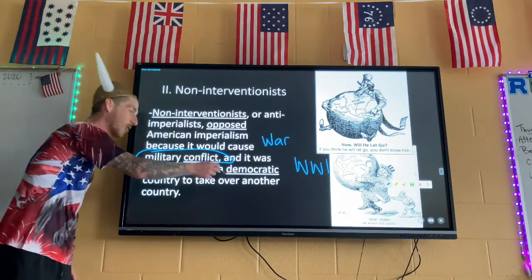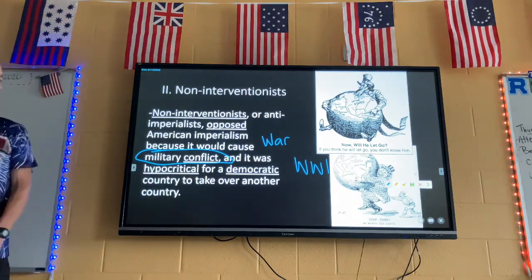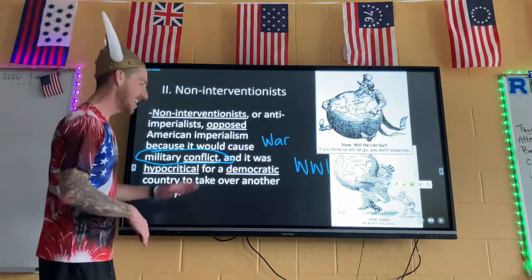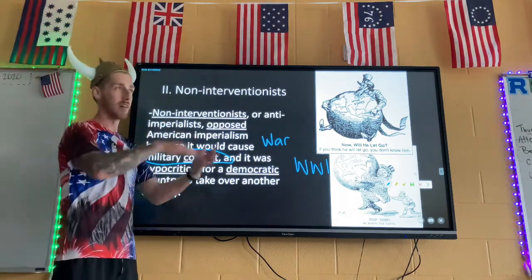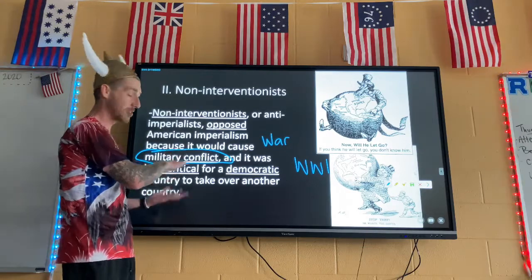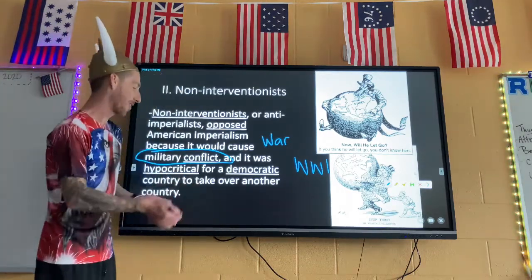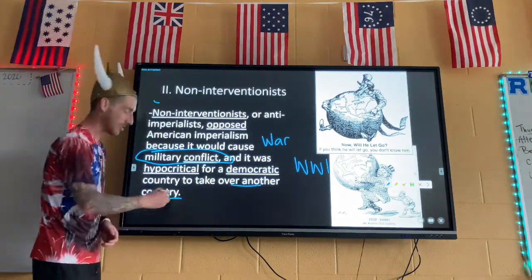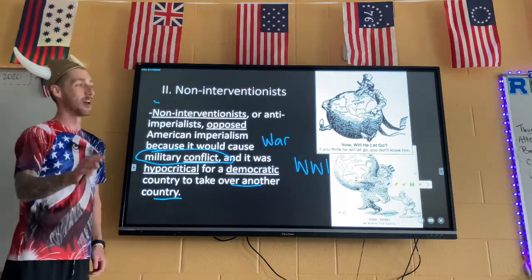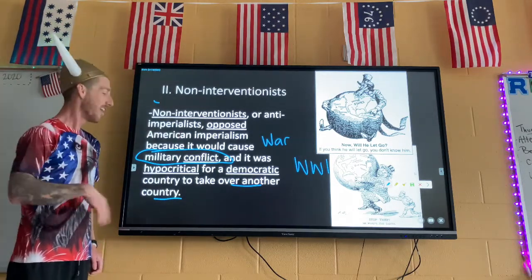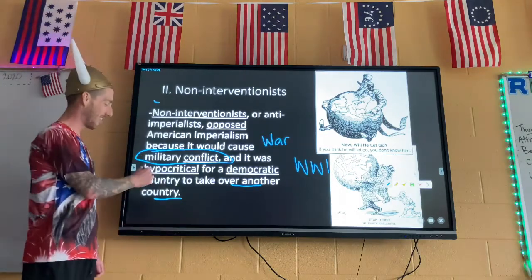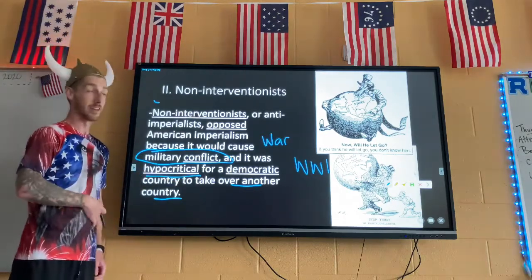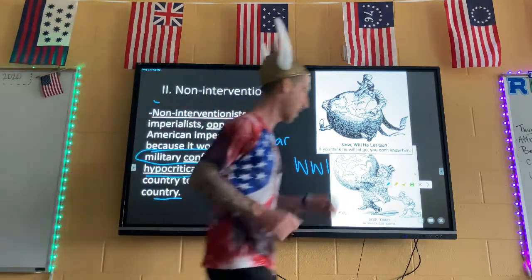And it was hypocritical for a democratic country to take over another country. Hopefully you understand what that means. Democracy means the people really do have the power. We have a voice, we have the power. And if a country that says the people have the power goes and takes over another country where people live, and they're saying, hey, you're under our control now, that's not okay based on democracy, okay? So they're calling imperialists hypocrites. All right, moving on.